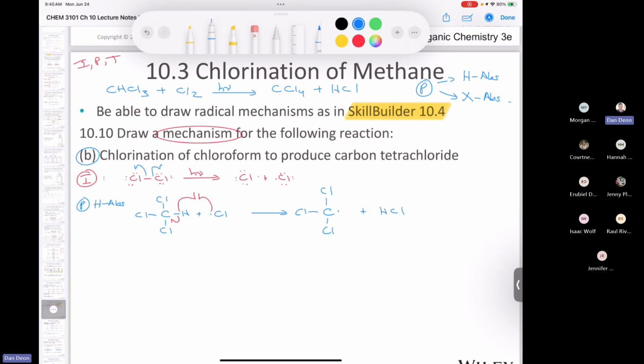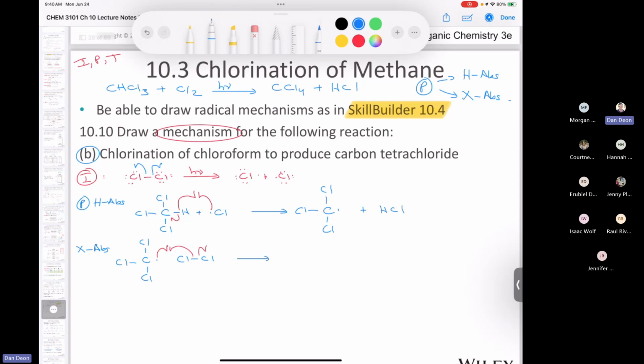Now in the halogen abstraction, so now I'm going to put X abstraction. What's going to happen is my CCl3 radical is going to abstract a halogen. Now remember, there's only a tiny bit of radical, so there's a lot of Cl2 around. So I'm going to form a bond between the carbon and the chlorine and form a chlorine radical. So now I've got my CCl4 plus my chlorine radical like that.